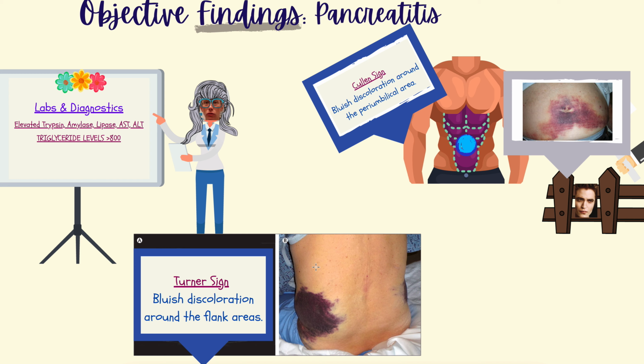But it gives you a visual of what it actually looks like in real life. And it's blood. So both are positive signs that you will probably see on boards, and you need to be able to visualize it but also piece it together. Some labs and diagnostics for pancreatitis: they're going to see an elevated trypsin level, amylase, lipase, AST, and ALT. You're also going to have triglyceride levels greater than 800. That's very important. You need to know that information on this slide.